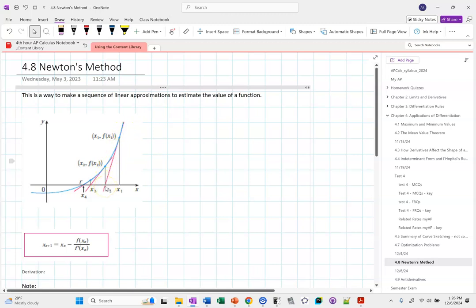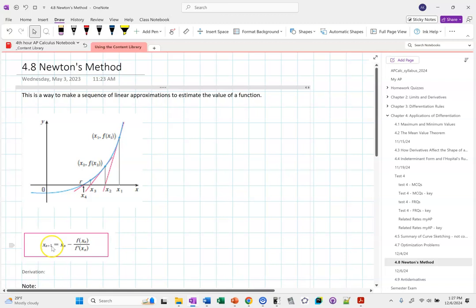figure out where that intersects the x-axis, use that new value as an input, build another linear approximation, figure out where that intersects the x-axis, use that as a new input to make another linear approximation, find out where that crosses the x-axis. And that's kind of the idea. It's just a way to approximate the value for a function by using a sequence of linear approximations.